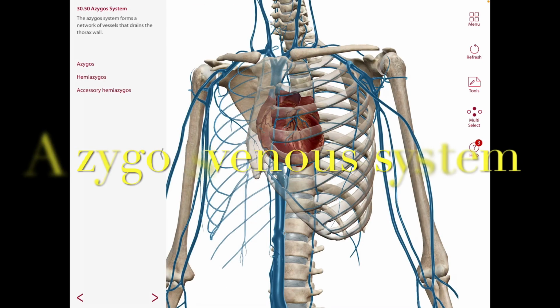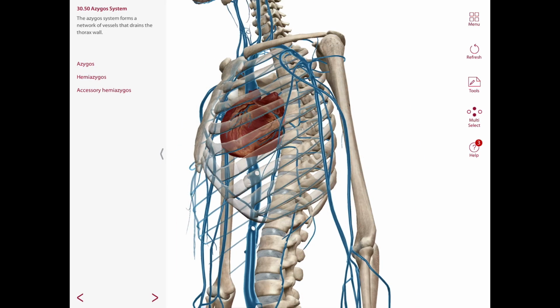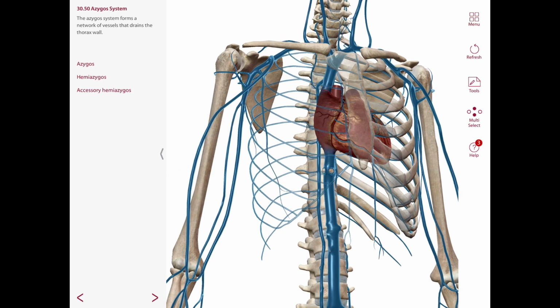In the thorax, we also have a couple of veins that are called the azygous venous system. The primary purpose is to drain blood from the thoracic and abdominal walls, and it also receives venous blood from some thoracic viscera, including the bronchi, esophagus, and the pericardium. This azygous venous system is important for collateral venous circulation if the superior vena cava or the inferior vena cava are obstructed in some way.